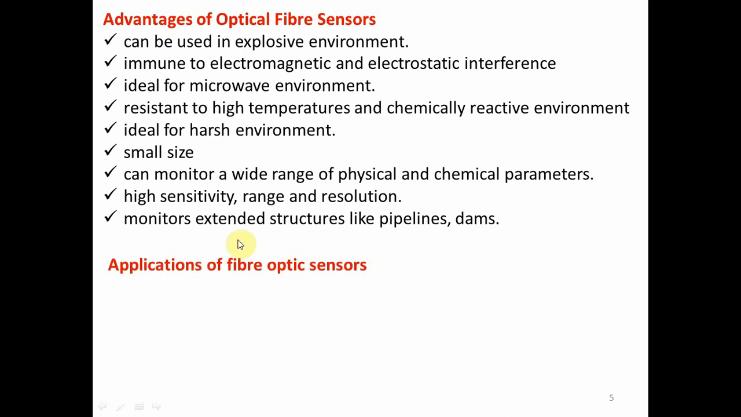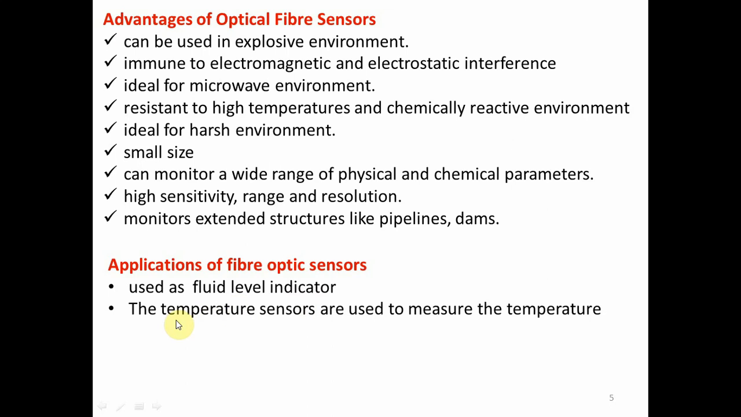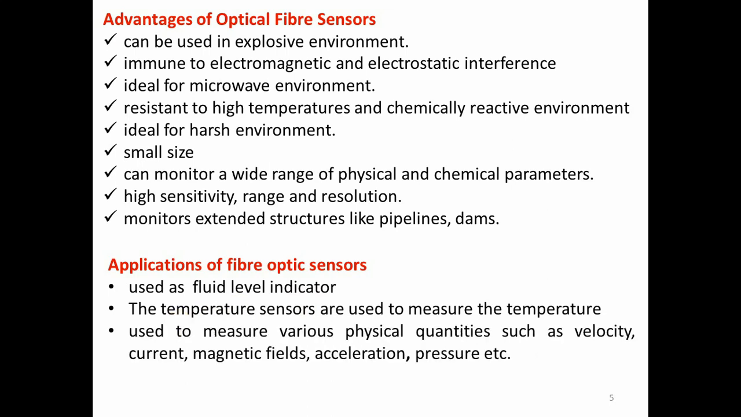Let us conclude this topic with the applications of fiber optic sensors. These sensors are used as fluid level indicators. The temperature sensors are used to measure the temperature. They are used to measure various physical quantities such as velocity, current, magnetic fields, acceleration, pressure, etc. The pressure sensors are used to measure the pressure.